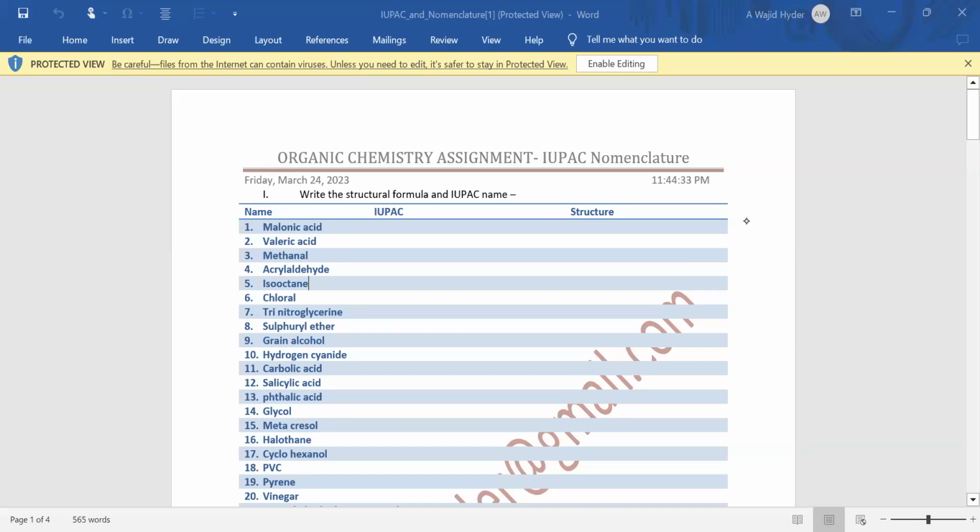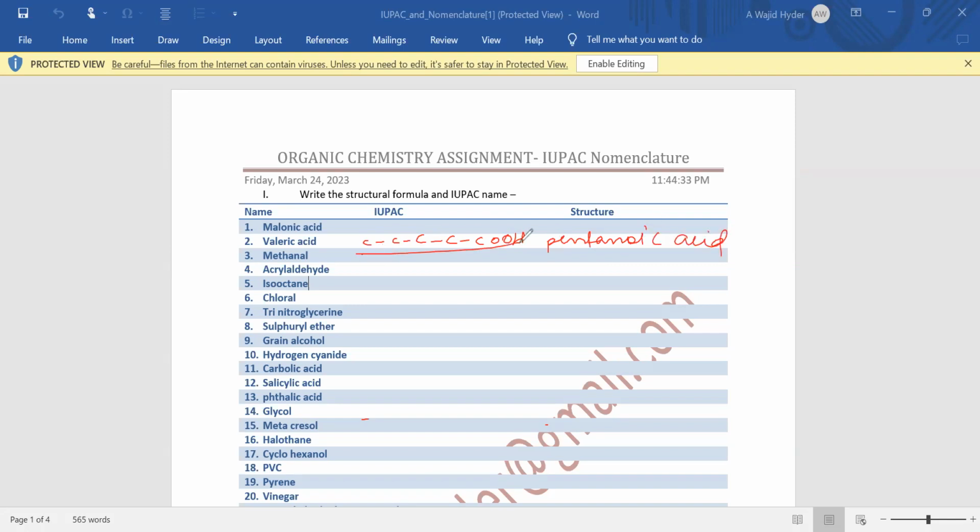As I was talking about valeric acid, what is valeric acid? Valeric acid is pentanoic acid. Valeric acid is the common name of pentanoic acid. So it is one and the same thing. Pentanoic acid is its IUPAC name.